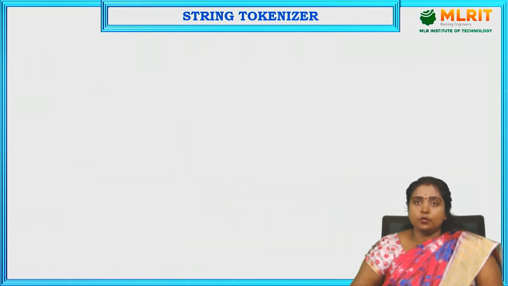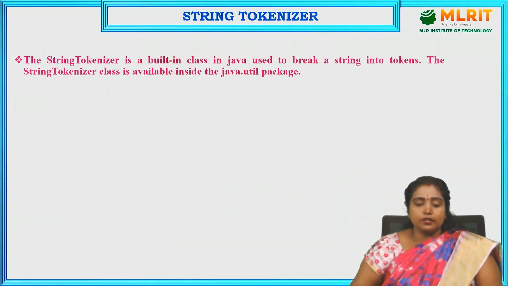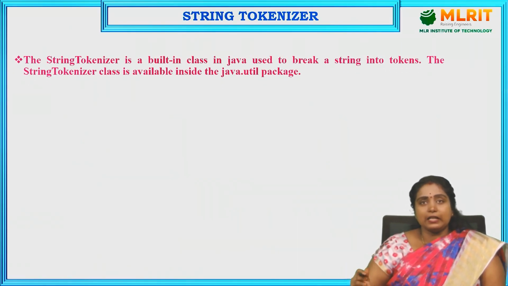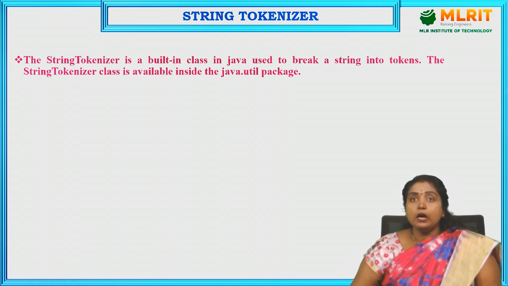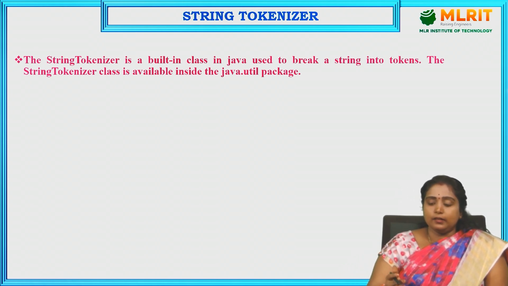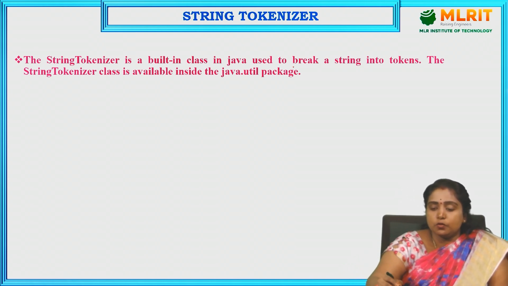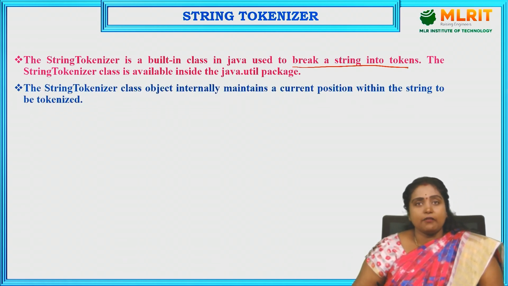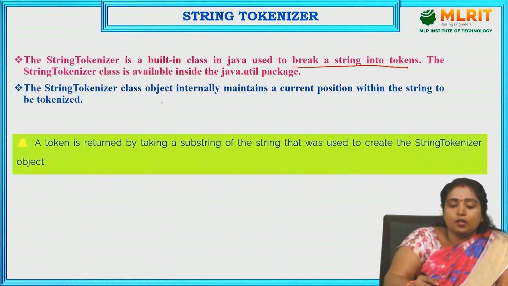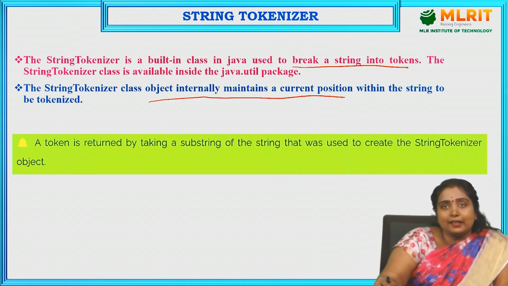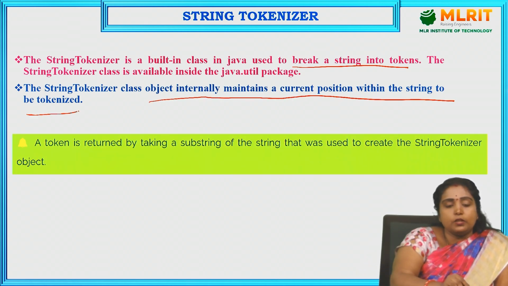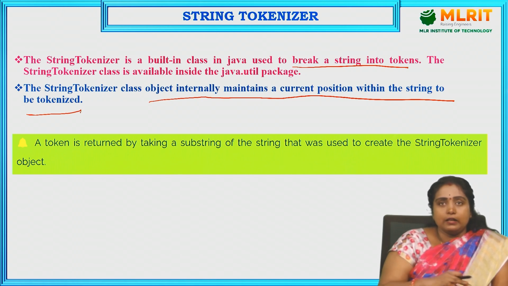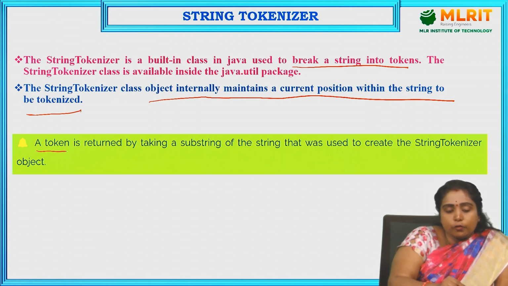Coming to the StringTokenizer. StringTokenizer is also a built-in class in Java. In order to break a string into tokens, we use this StringTokenizer, and it is available inside the java.util package. The StringTokenizer object internally maintains a current position within the string to be tokenized. So it will break the string into tokens. So what is the point to be noted?